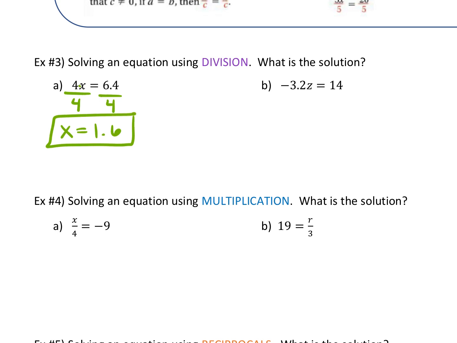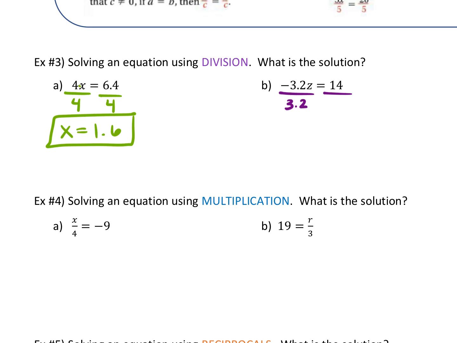1.6. Yes, ma'am. When you're dividing like the next one, when it's negative 3.2, would you turn it into a positive 3.2? No, that's a great question. If I want to get rid of a negative 3.2 and I'm going to divide by 3.2, what is negative 3.2 divided by 3.2? A negative divided by a positive is a negative, right? So don't ditch the negative.